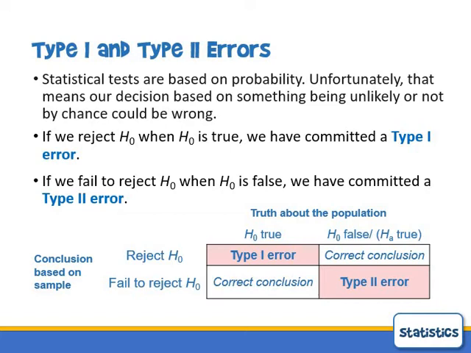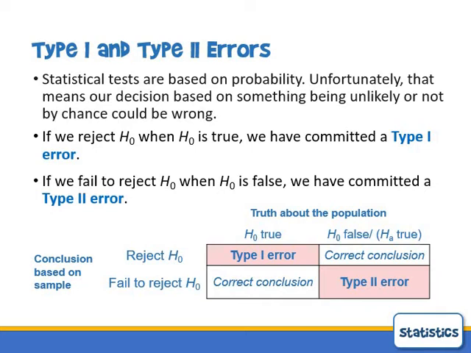You can also make an error the opposite way. If you fail to reject the null hypothesis because you got a large p-value and it just wasn't strong enough evidence to be confident, because you don't want to make that type 1 error, but you failed to reject when really it was false. The null hypothesis was not true, but we didn't find strong enough evidence to reject it. That's called a type 2 error.